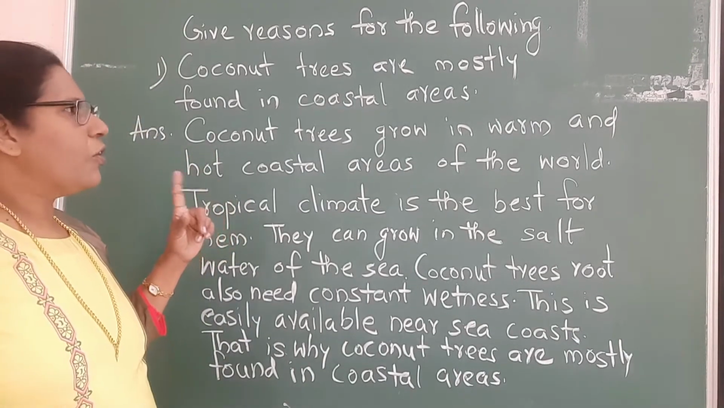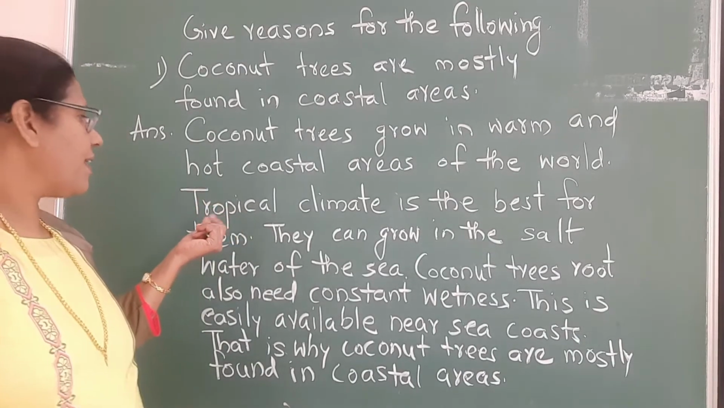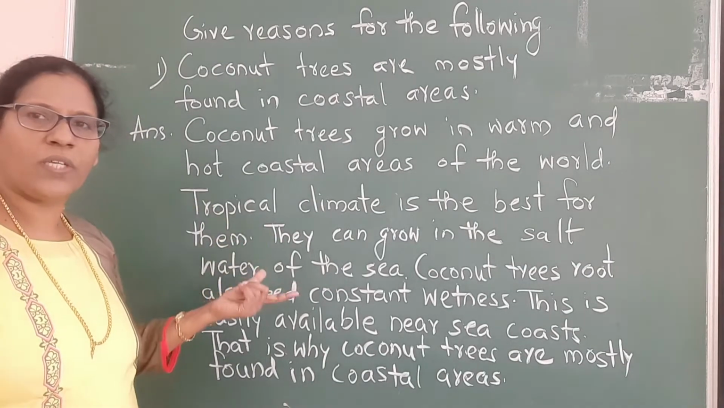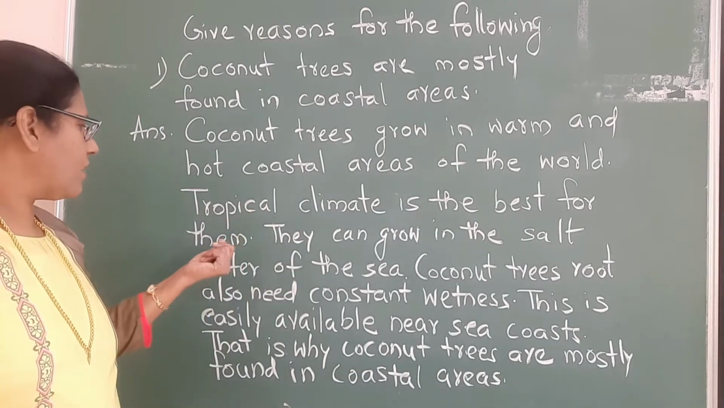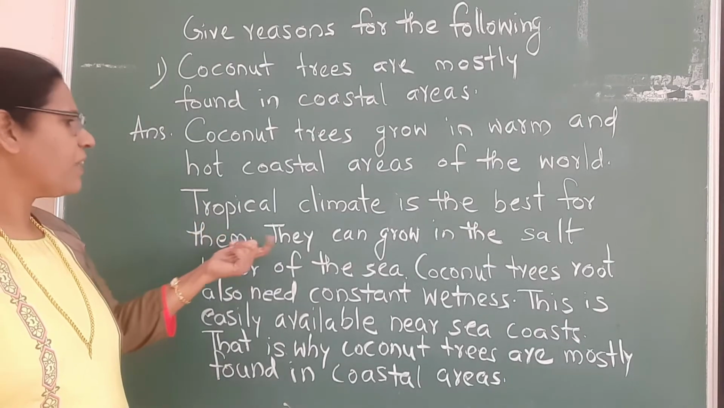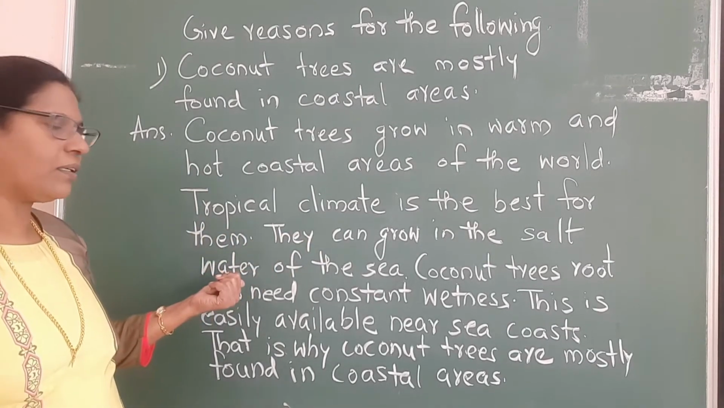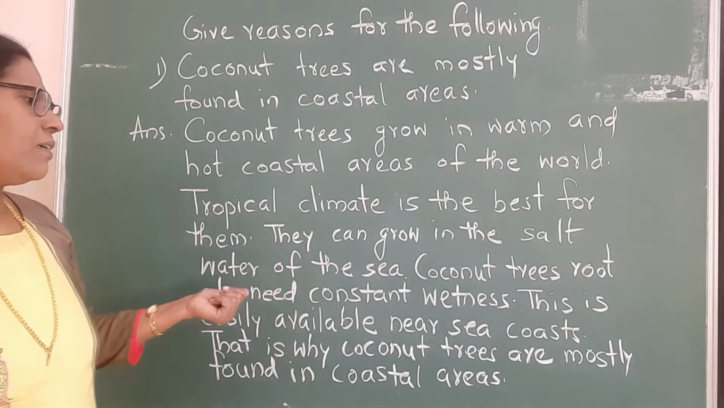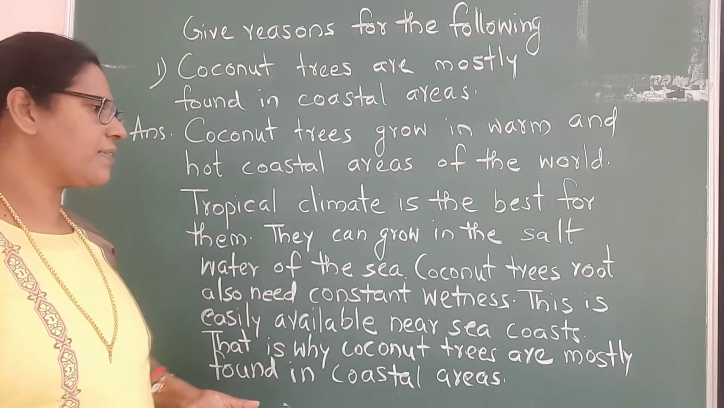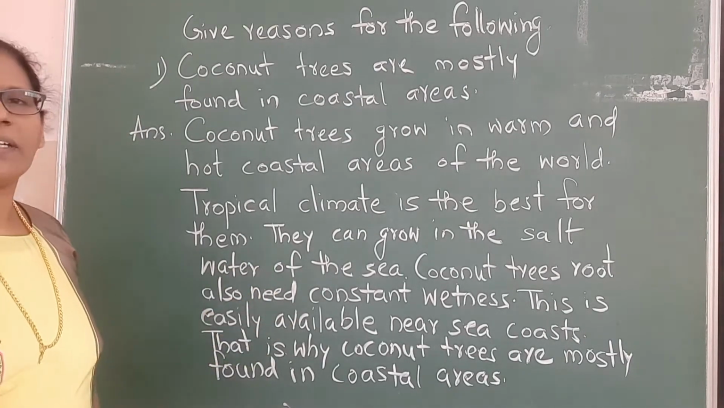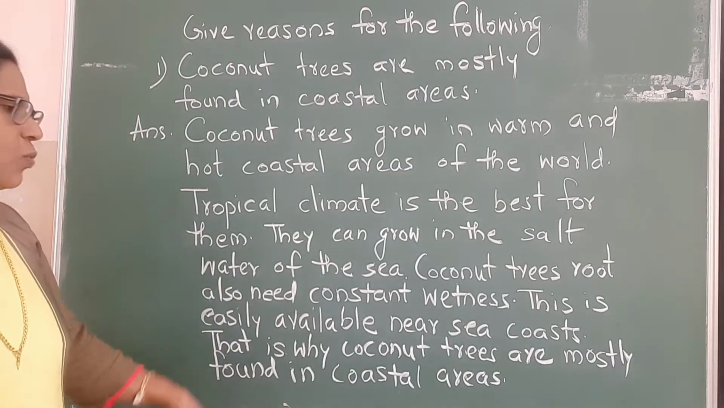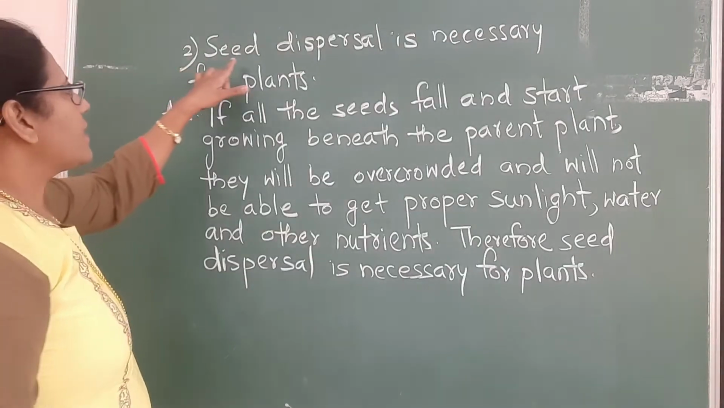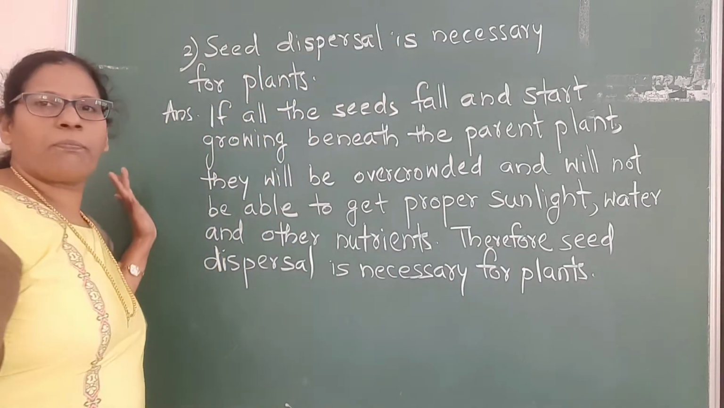Coconut trees grow in warm and hot coastal areas. Tropical climate, that is above 18 degrees Celsius throughout the year. The temperature is there, so that is also comfortable for the coconut tree to grow. They can grow in the sea, in salt water, and its roots always need constant wetness, which is easily available near coastal areas, and that's why coconut trees are mostly found in coastal areas.